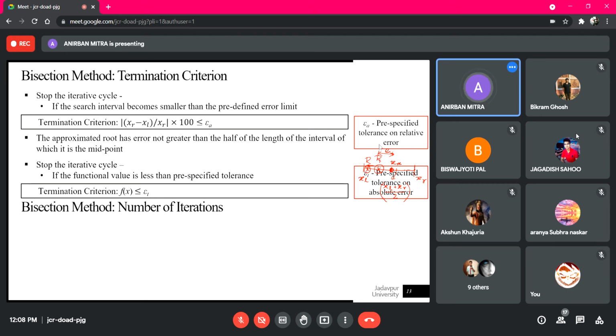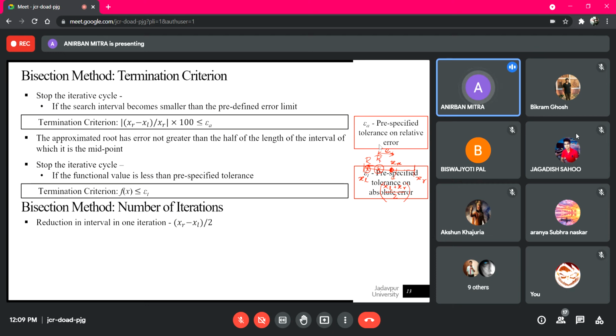So there is the difference. Now we move on to the number of iterations. How many iterations are to be performed to obtain the required level of accuracy, to bring the errors down to the predefined limit. That can also be mathematically obtained.